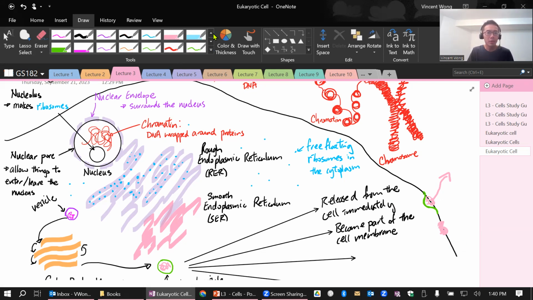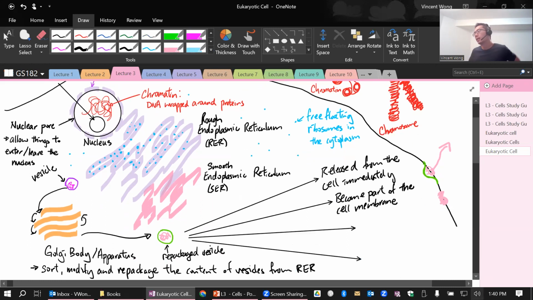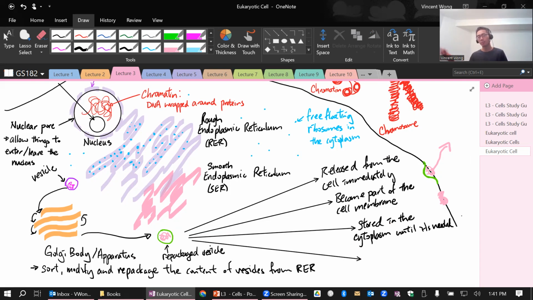Or maybe you don't need it right away. Maybe you just make them so that you have a good stock, and in case you need it, you will have them ready. So it can be stored in the cytoplasm until it's needed. It's hard to make things on demand in the body. Sometimes things happen really quickly. So rather than making them on demand, you have them stored, and then you can release it all at once when you need them.